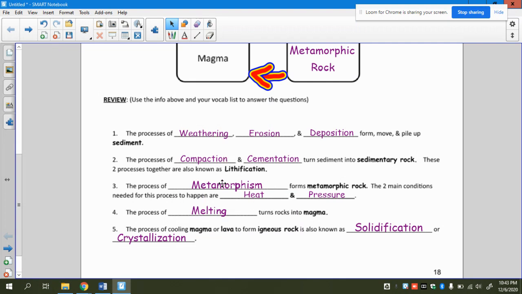Three, metamorphism. Again, mostly meaning heat and pressure. Heat and pressure form metamorphic rock. So three is going to be heat and pressure in metamorphism. Four is the process of melting, turning into magma. And five is the process of that magma or lava cooling to form igneous rock. And we've got a fancy name for cooling. We either call it solidification or crystallization, or both of those things, right? Because the liquid becomes solid, solidification.